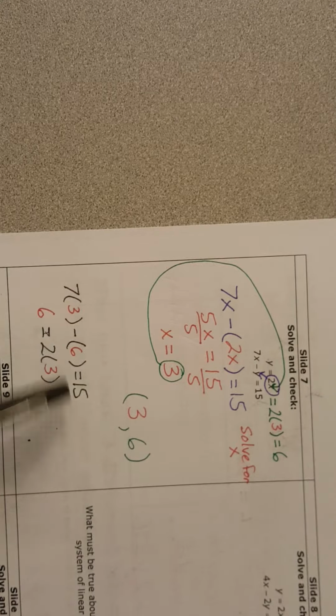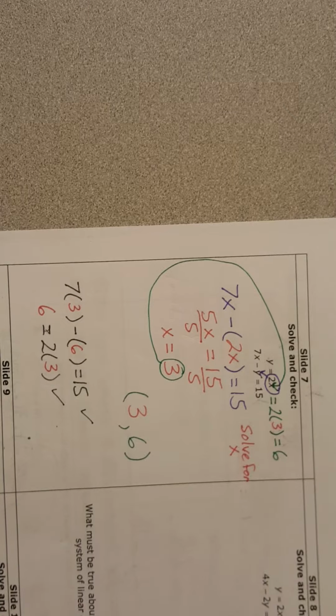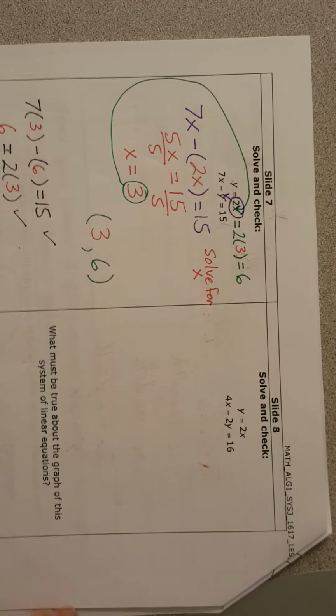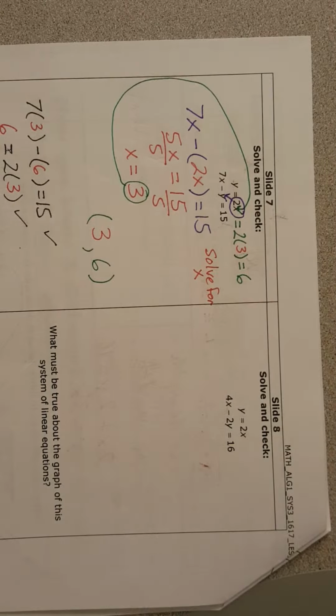Because it works, it is a possible solution, but it must work in both equations. When I replace y with 6 and x with 3, 2 times 3 does indeed equal 6. Therefore, it is a solution to the system. Now let's take a look at the next problem. We're going to work it just like we did before. This time, please follow along as I work.